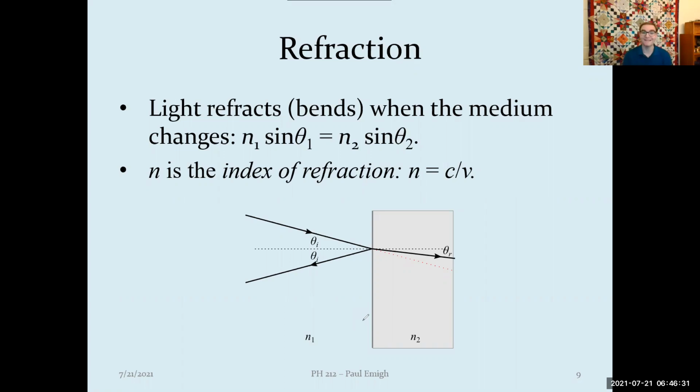That speed is always going to be less than c, which means your index of refraction is always going to be 1 or greater. And depending on what the index of refraction is, you might get different behavior with the light. You could have it bend towards the normal line, as is shown in the picture, or you could have it bend away from the normal line.